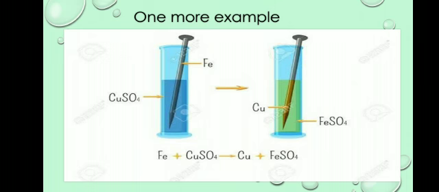We have taken one more example for you. Here you are seeing the copper sulfate solution and an iron nail. When we keep the iron nail in copper sulfate solution, which is blue in color, after some time we find that the color changes from blue to green. It means that iron, being more reactive, displaces copper from its solution and forms iron sulfate. The reaction taking place here is Fe, the symbol for iron, plus CuSO4, copper sulfate, gives you Cu, which is copper, and FeSO4, iron sulfate, which is green in color.